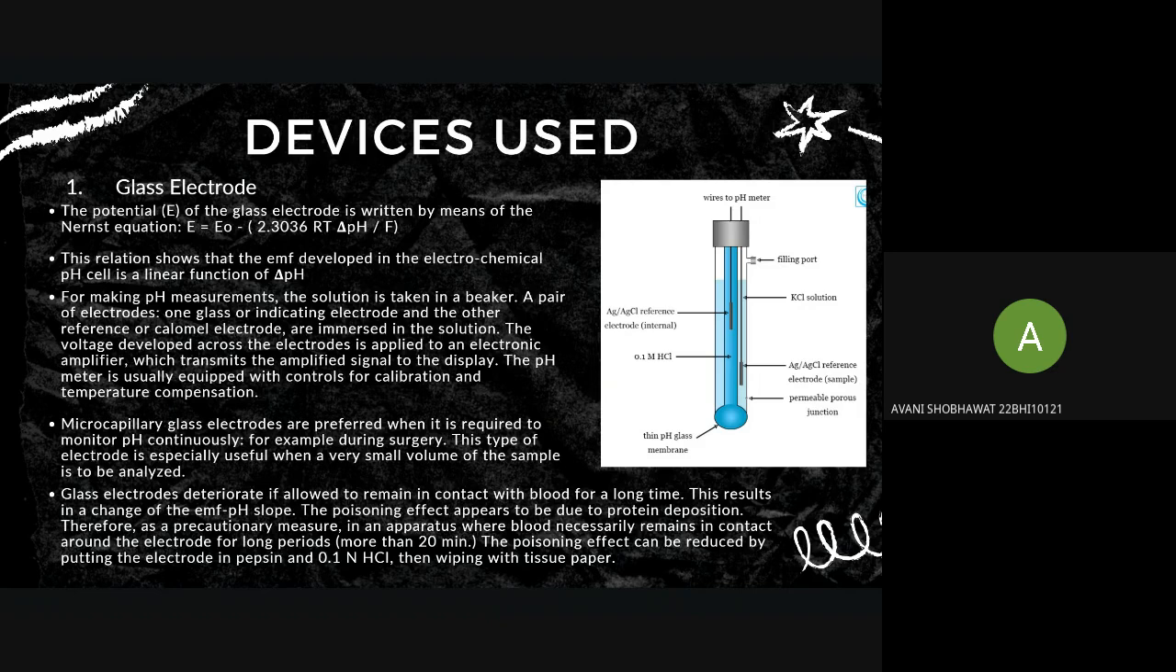Prolonged exposure to blood can damage the glass electrodes, affecting their performance. Protein deposition can cause a decrease in the electrode's sensitivity. So, to minimize this effect, the electrode should be cleaned regularly with pepsin and 0.1 normal HCl and wiped with tissue paper. Please change the slide.